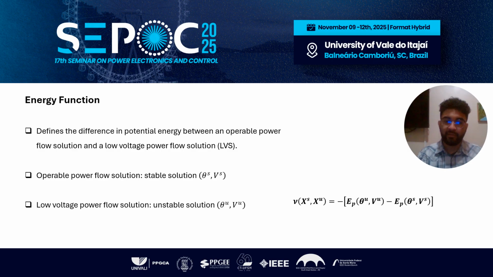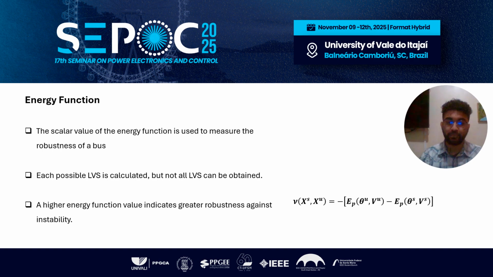The second of the VSIs is the energy function. Basically, it defines the difference of potential energy between an operable power flow solution, that is usually the stable solution of our system, and the low voltage power flow solution, LVS, commonly known as the unstable solution part of our system. This value usually is a negative scalar value, and it usually is used to measure the robustness of a bus. Each possible LVS can be calculated, but not all LVS can be obtainable.